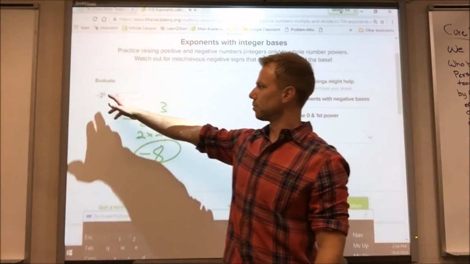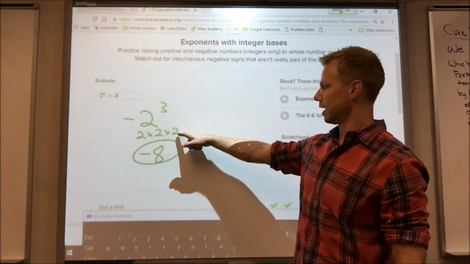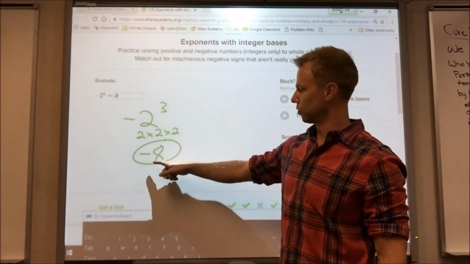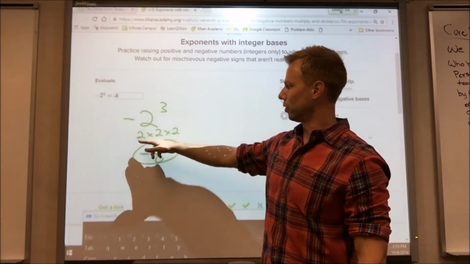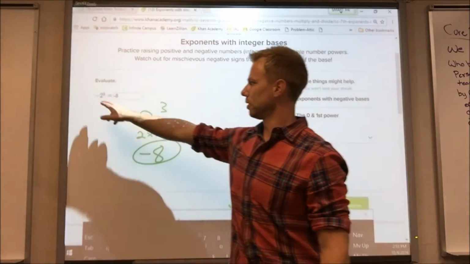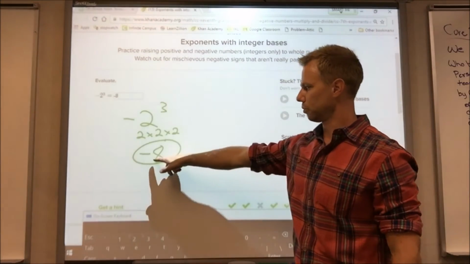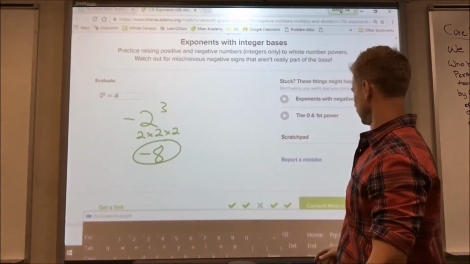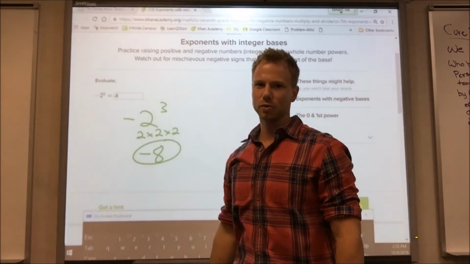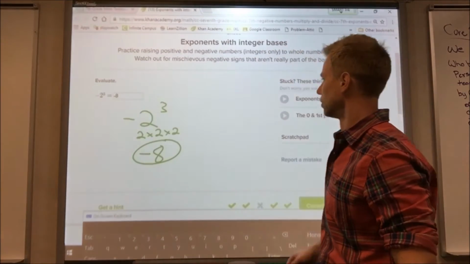Now if there had been parentheses, we would have done -2 times -2 times -2. We would have had 1, 2, 3 negative signs, so it still would have been -8, but we would have included the negative when we multiply. Since there's no parentheses, we don't include the negative here, and we just put the negative on our final answer. Okay, that's a little confusing, but we have to really follow our parentheses and pay attention to how that changes what we do.